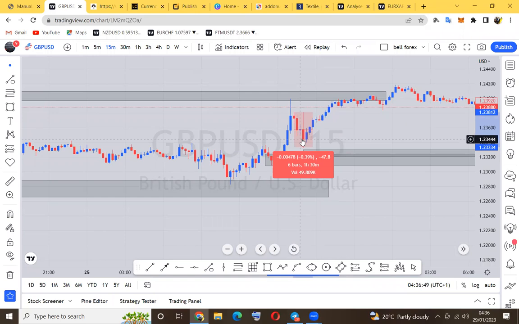It's simple to understand that this pullback has taken more candles but a lesser number of pips, whereas the impulsive movement took fewer candles with a greater number of pips. It simply means that this market will continue to buy.